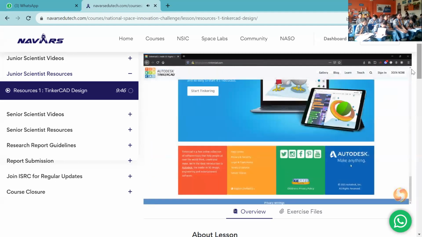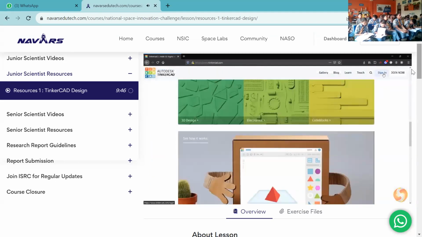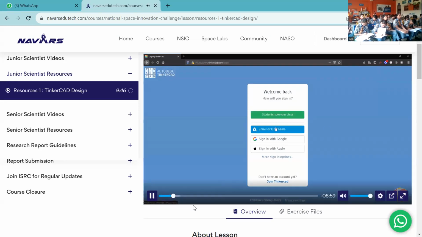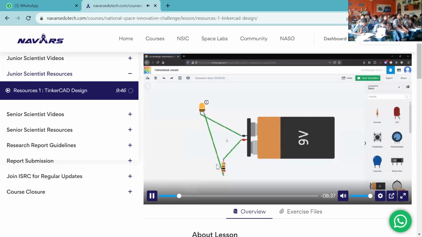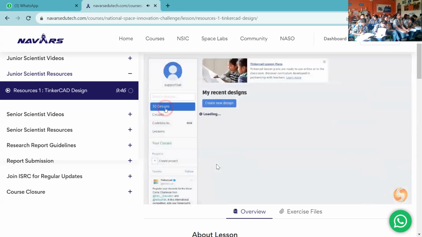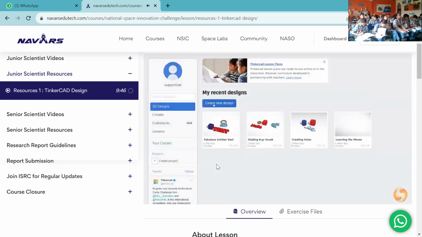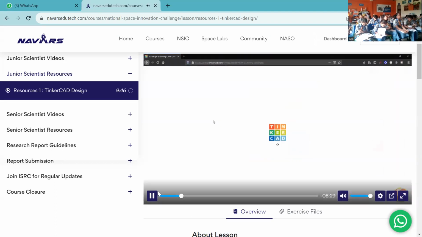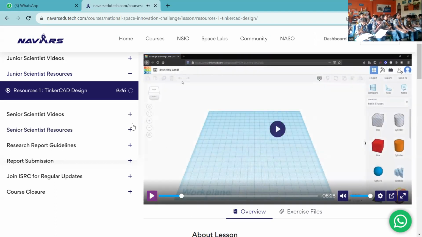To start working on Tinkercad, just open its page and perform a login. The first time, you may need to register. Select 3D Designs and click on Create New Design to start. So 3D design making is very easy on Tinkercad.